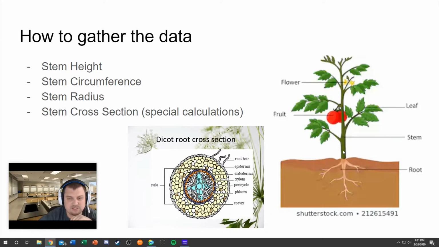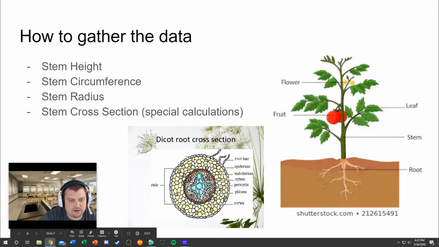The circumference, on the other hand, is one you're definitely going to need, and the other two you can actually calculate with the circumference and height. So the radius and cross section you will not need to gather in the field, but you do need to get these two. The circumference is just measuring around the base of the stem.